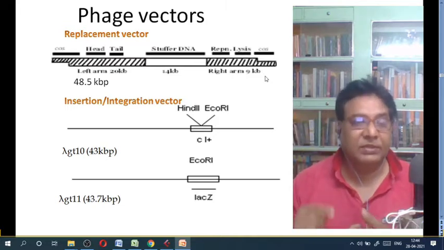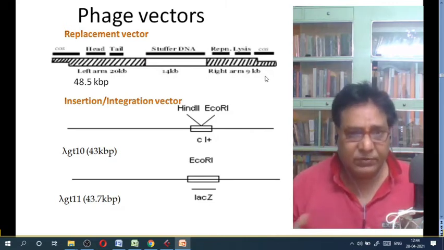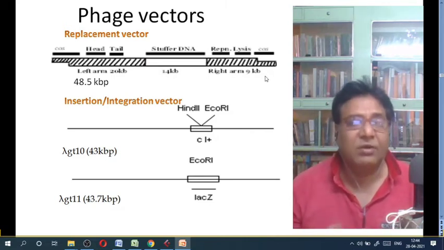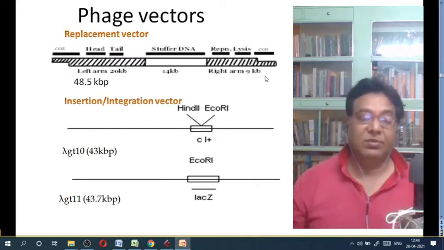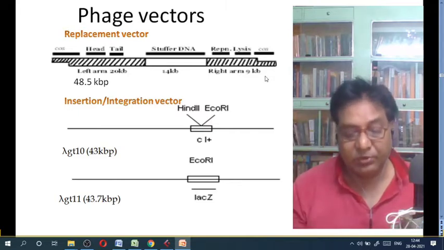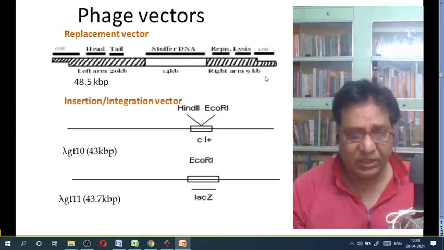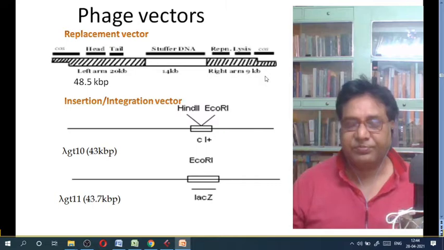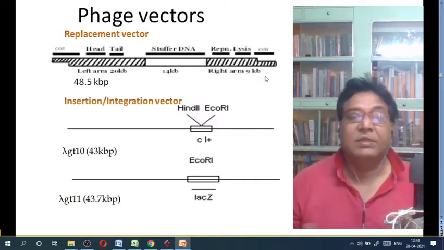So vector to vector, if the left arm and right arm become ligated, what is the size? 29 kb. So these 29 kb segments are not going to be packaged. So you are getting rid of the non-recombinant clones automatically. They are not going to be packaged in the capsid, so they are not going to produce any plaques. They are not going to lyse the host cell. I will tell you how plaques are formed. So they are not going to form plaques, but what is the other result?